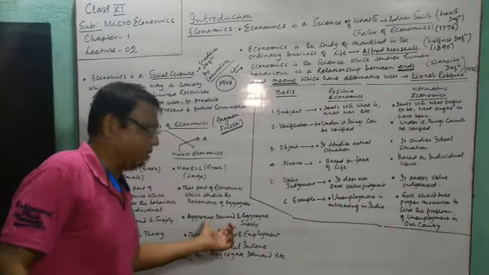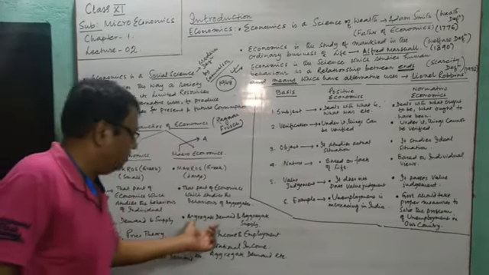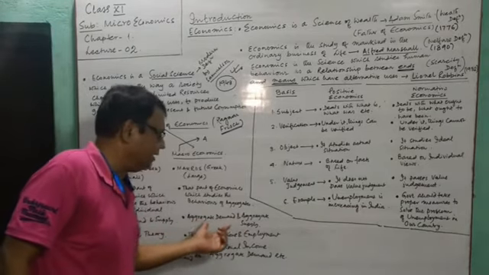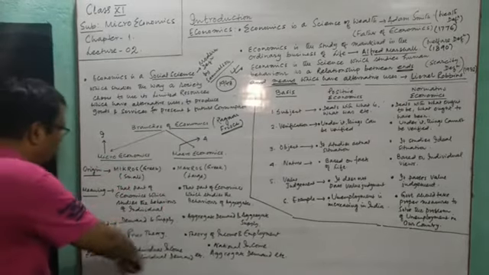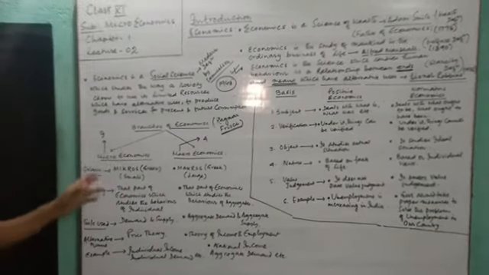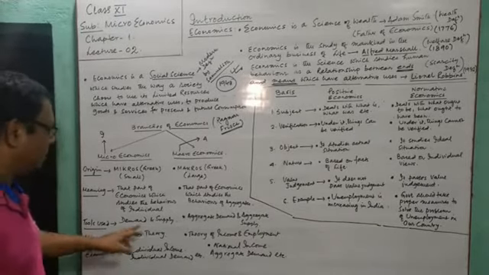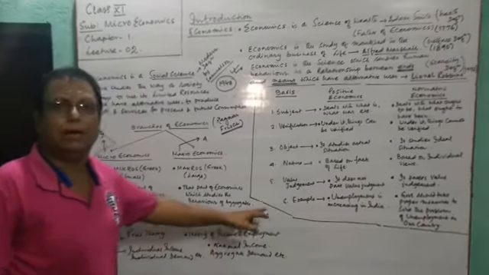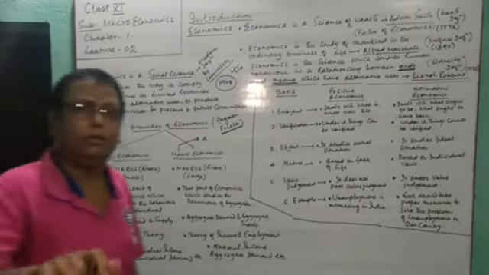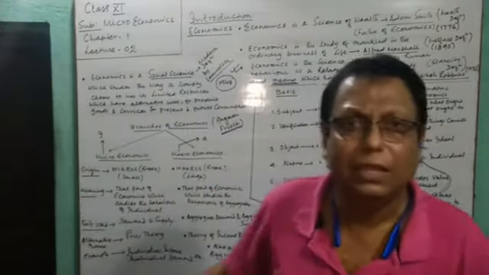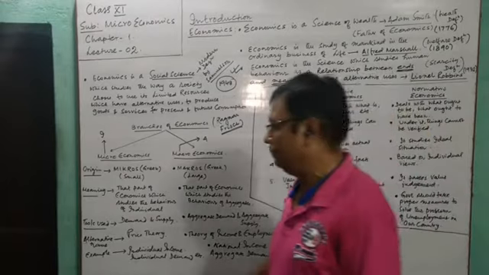When we study macroeconomics in standard 12, we will come across these two terms, aggregate demand and aggregate supply. In standard 11, you have to focus on microeconomics. Tools used: demand and supply, and aggregate demand and aggregate supply. Alternatively, microeconomics is known as the price theory, and macroeconomics is known as the theory of income and employment.